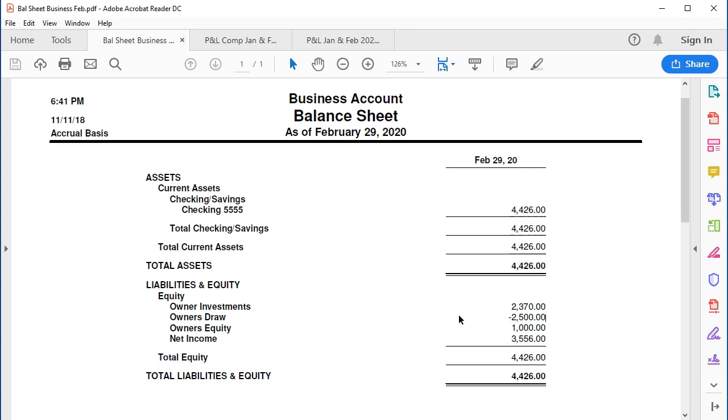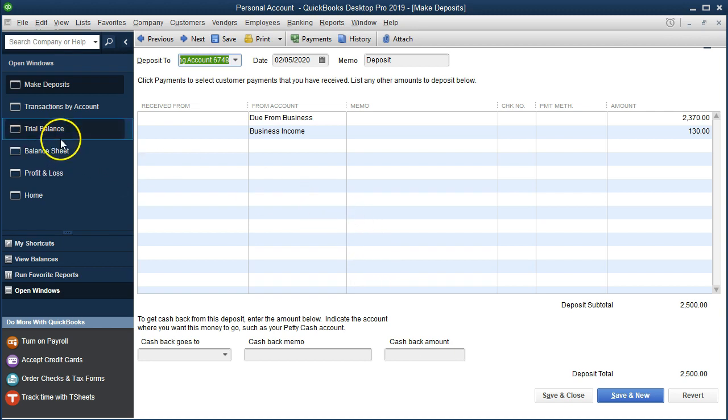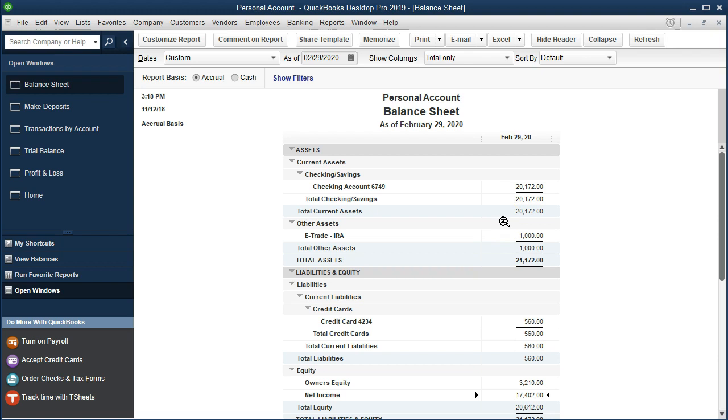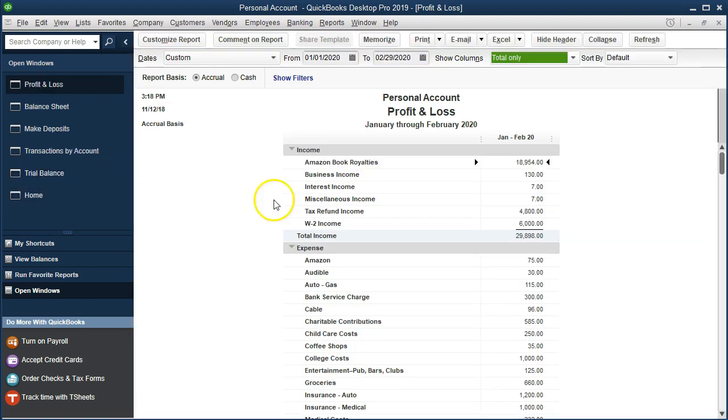There are a couple of different ways we can account for that. On the personal side, we see on the balance sheet that the due to/from is gone. We took that off the books and brought it all the way down to 0. And then on the profit and loss, we are reporting on a cash basis the 130 from the business. So the 130 here is on a cash basis. That's what we actually took out of the business and put into the personal account.